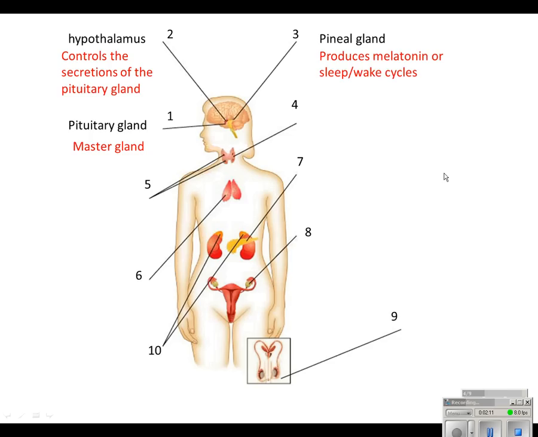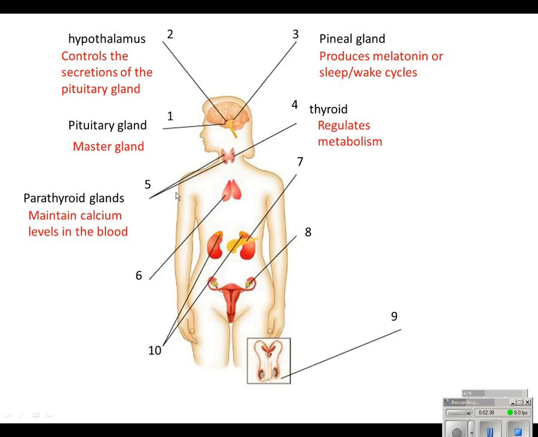The pineal gland is going to produce the hormone melatonin, which is going to help regulate the sleep and wake cycles. Then the thyroid gland, which is this kind of butterfly-shaped gland in the throat here, and that's going to regulate metabolism. That's very important, and we'll look at some of the disorders of that gland in a little while. Then we have the parathyroid glands, which are these little glands on top of the thyroid gland, and those are going to maintain calcium levels in the blood. So if calcium levels get low, it'll trigger the release of more calcium that's stored in the bones.